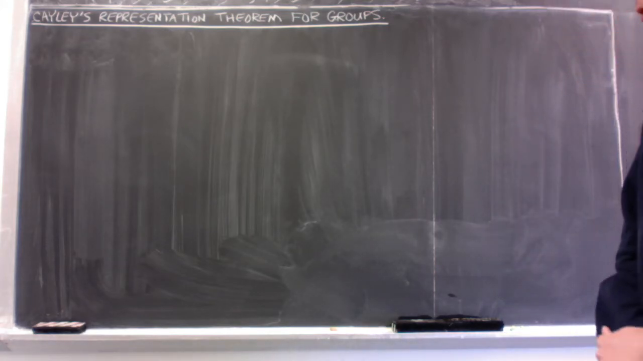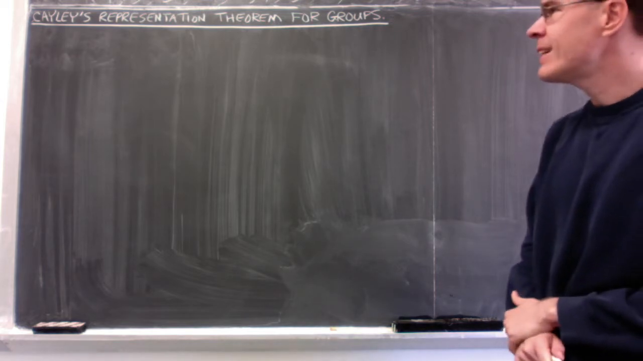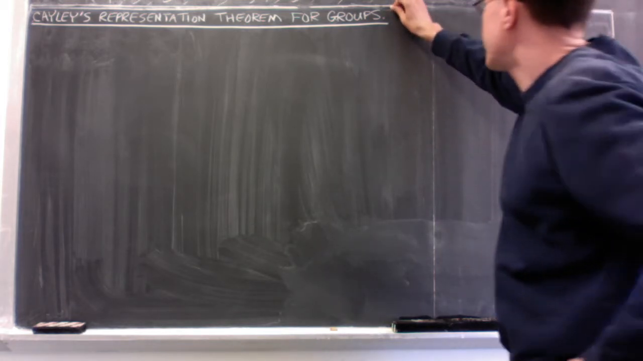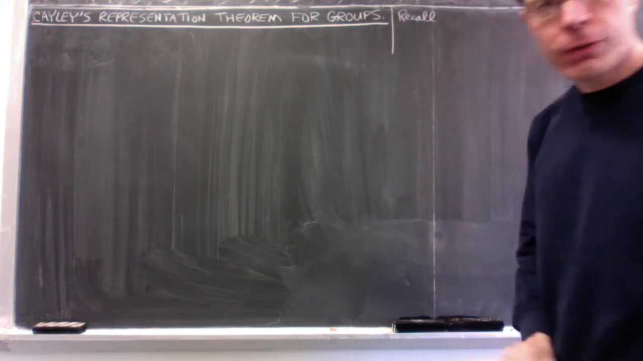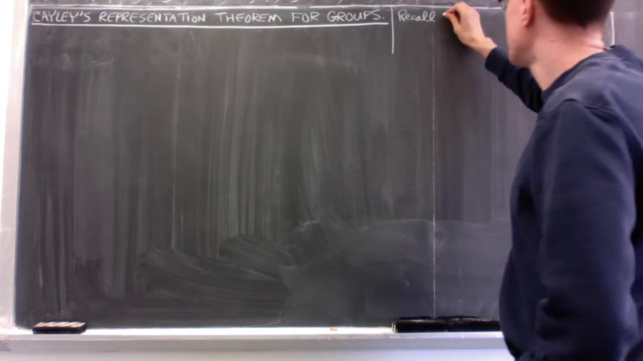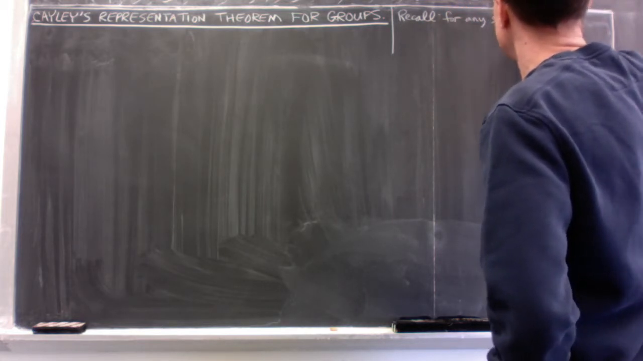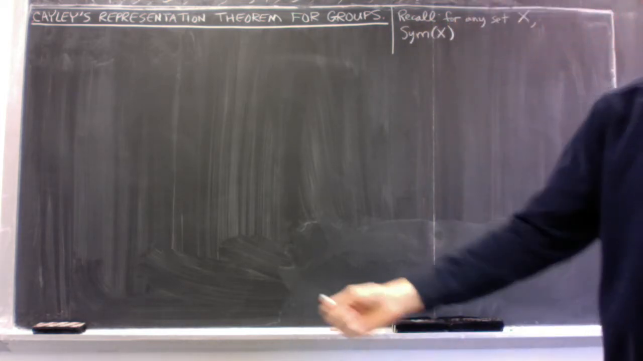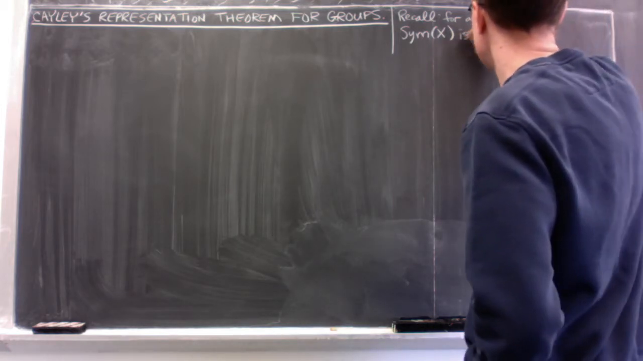We've come to the last theorem we're going to do about groups, and it's one of the very best theorems in the subject, in my opinion. It's called Cayley's representation theorem for groups. Before I state the theorem, I just want to remind you of a group we've looked at, Sim of X, for any set X. Sim of X was the set of all permutations of X, one-to-one onto functions from X to X.